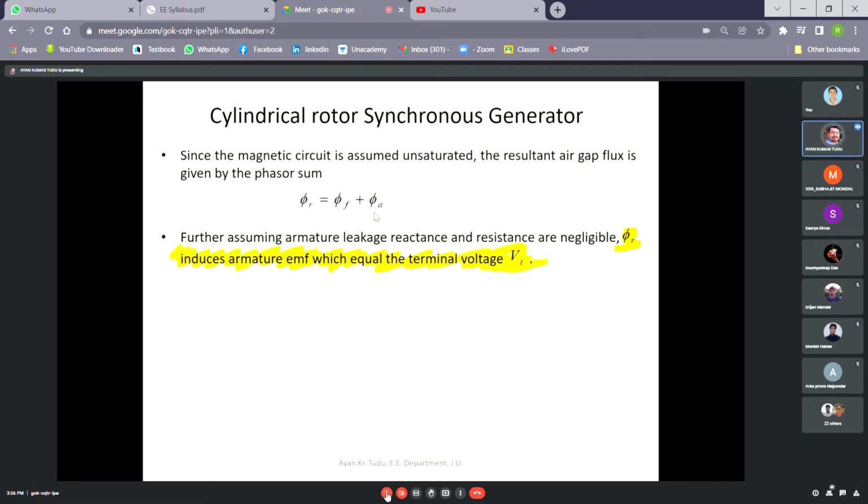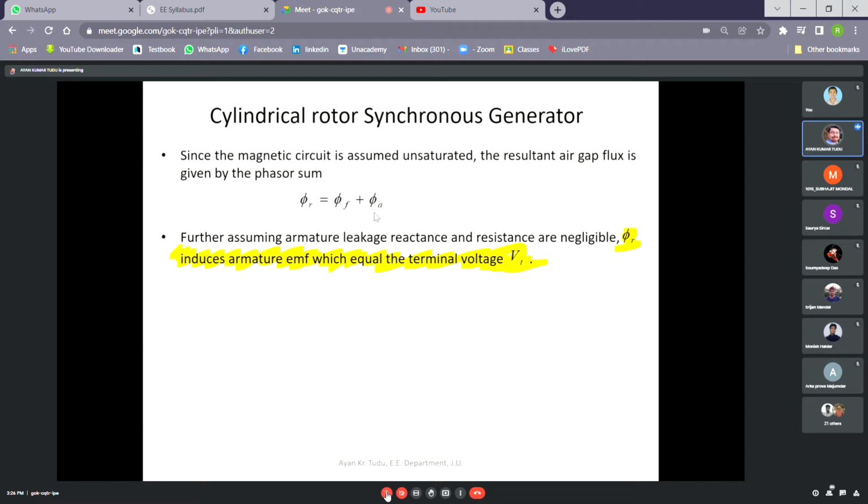So phi r induces the armature EMF which equals the terminal voltage Vt. This phi r is the resultant air gap flux which induces the armature EMF in the armature windings, which equals the terminal voltage Vt that we get across the generator. So how can we see this? Let us see with respect to a phasor diagram.